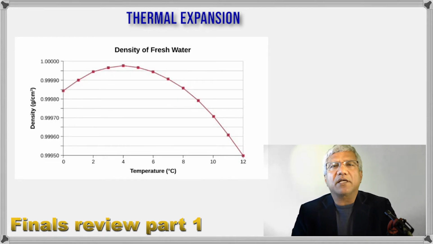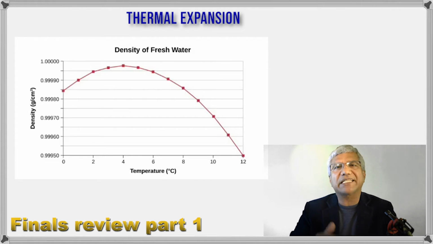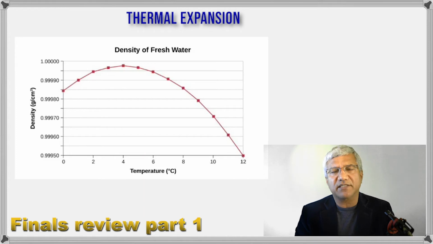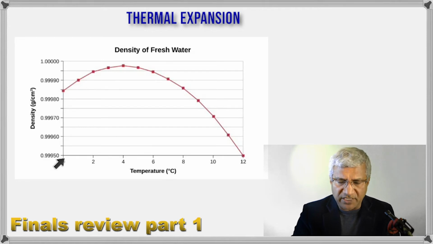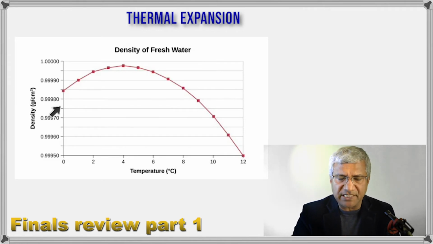Next up, let's discuss how water behaves when you heat it from 0 degrees Celsius up. So water is at 0 degrees Celsius at the freezing point. And when it is at the freezing point, we see that the density is less than 1. It's like 0.99985. So when you heat water from 0 degrees Celsius, its density increases.